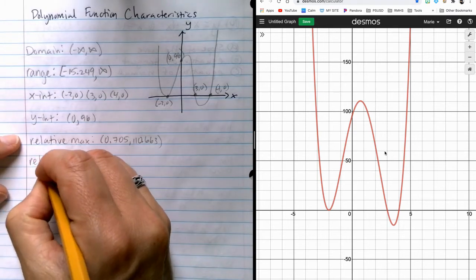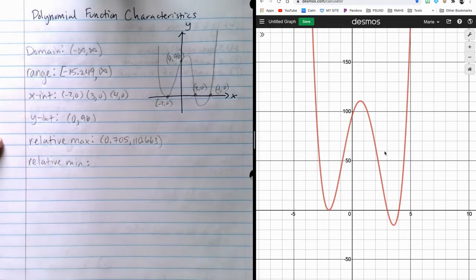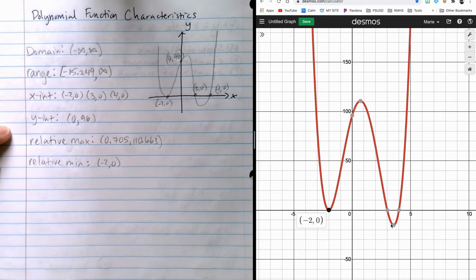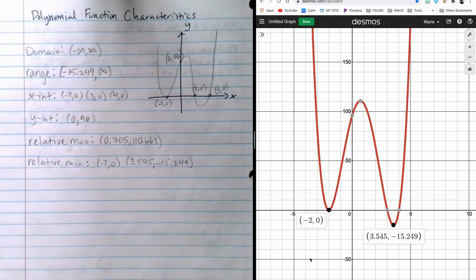Let's look at the relative minimum now. Just like the relative max, the relative minimum is a low point in a general area. So we can see we have two of them down here. Let's look at this point. This point right down here is the low point in this area. So it's (-2, 0). And we have another relative minimum here. We could say there is a relative minimum of 0 when x equals negative 2. We could also say there is a relative minimum of negative 15.249 when x equals 3.545. Now, that's it for the relative extrema.